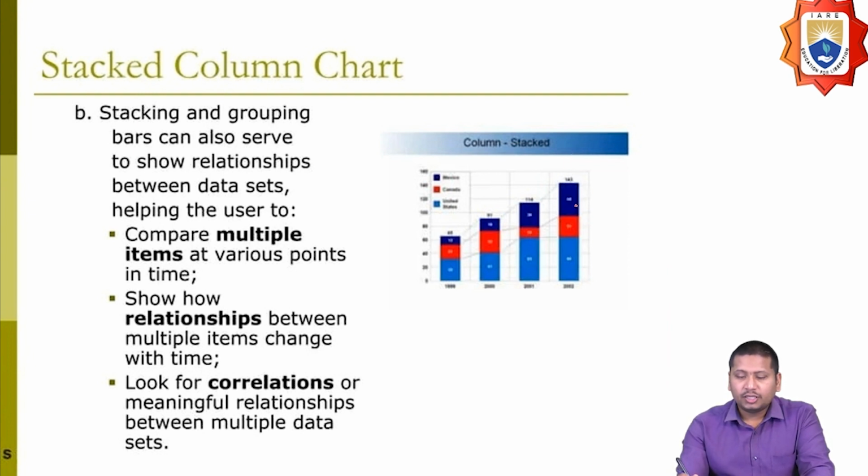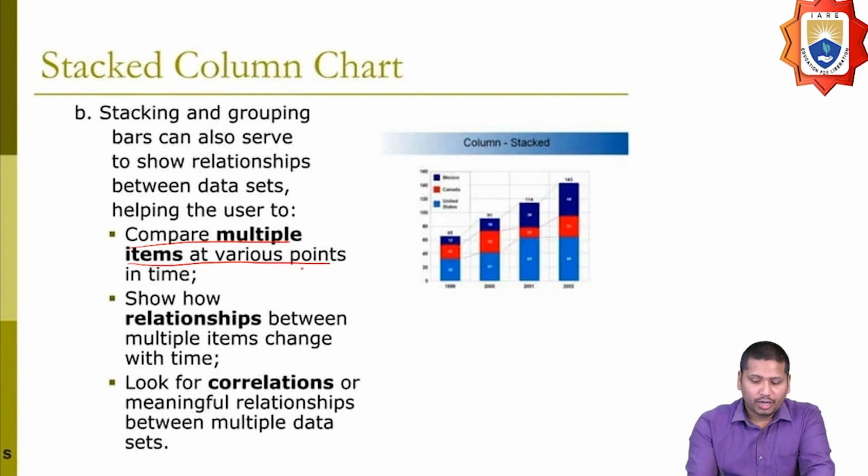So this stacked column chart groups the bars and also serves to show the relationship between the data sets, helping the user to compare the multiple items at various points in time. It also shows the relationship between the multiple items, and looks for correlations or meaningful relationships between the multiple data sets.